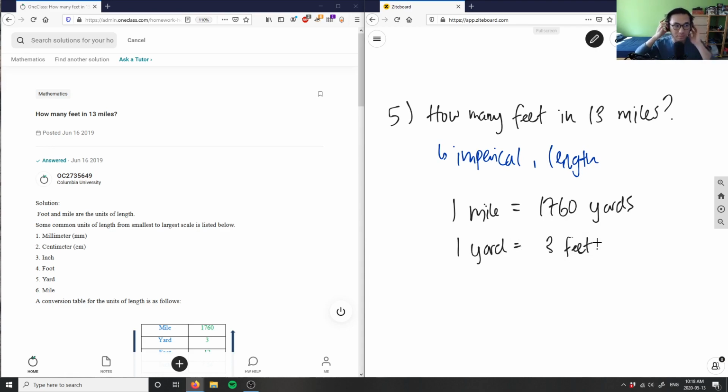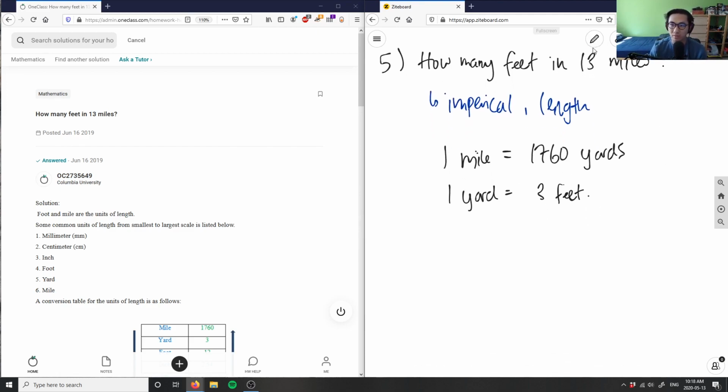So we're going to do some unit analysis here. We have to use this concept to figure out how many feet are in miles. Because if you look at our units, we have miles, and it doesn't directly equate to feet. It equates to yards first, and then it's going to equate to feet. So what we're going to have to do is something called dimensional analysis. We need how many feet are in 13 miles.